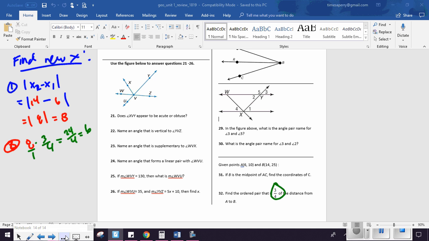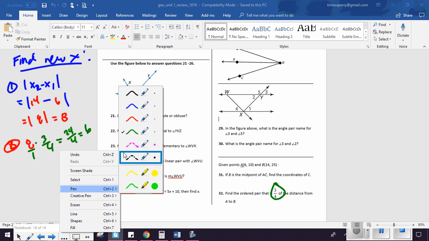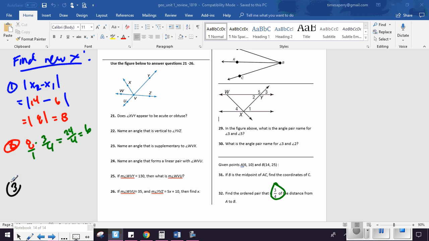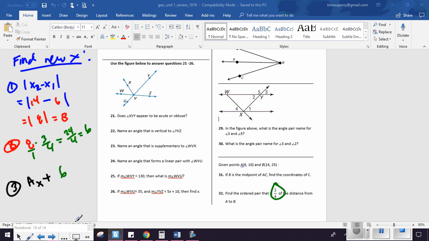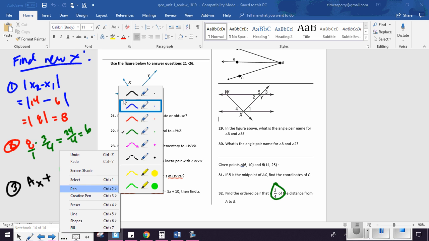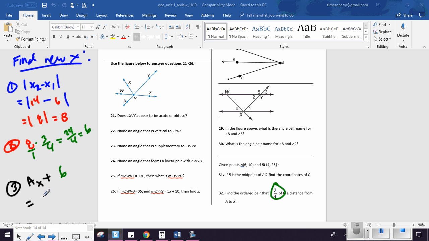That's your fractional distance. The next thing you do is establish where you're starting. And I'm moving from A to B. So I'm starting at A. So I'm taking A's x value. And since I'm moving to the right, because my x's are getting larger, I'm going to add my fractional distance, which is 6. So A's x value was 6. 6 plus 6 is 12. So the new x value is 12.